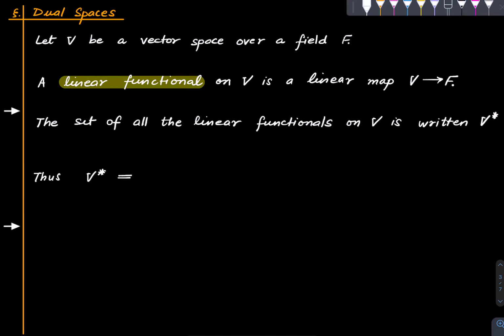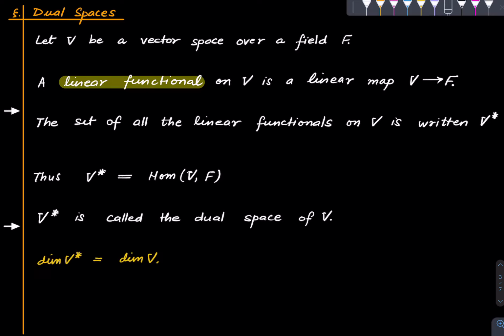And therefore, what is V star? V star is nothing but the vector space of all linear maps from V to F. So V star, the set of all the linear functionals on V, is itself a vector space. And this is called the dual space of V. So that's the terminology.